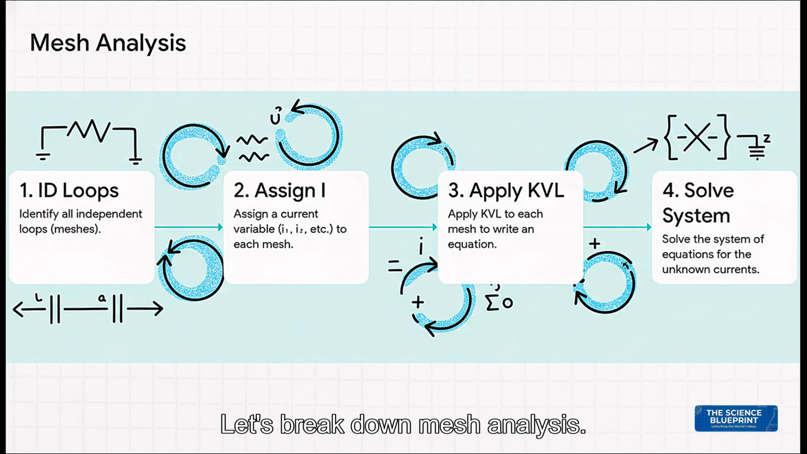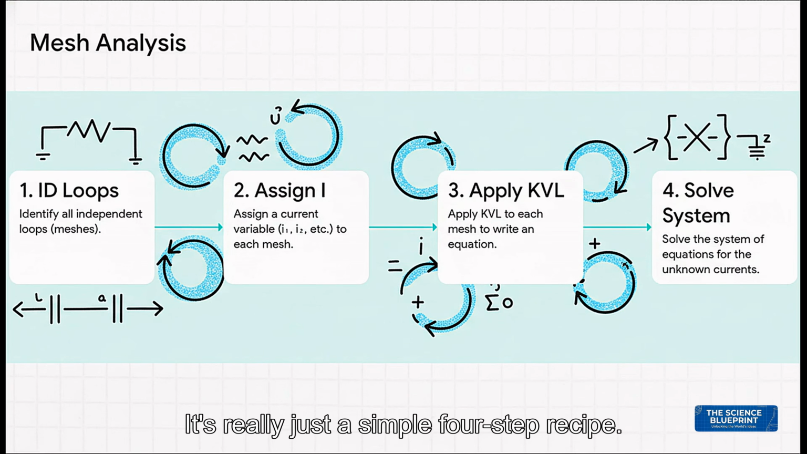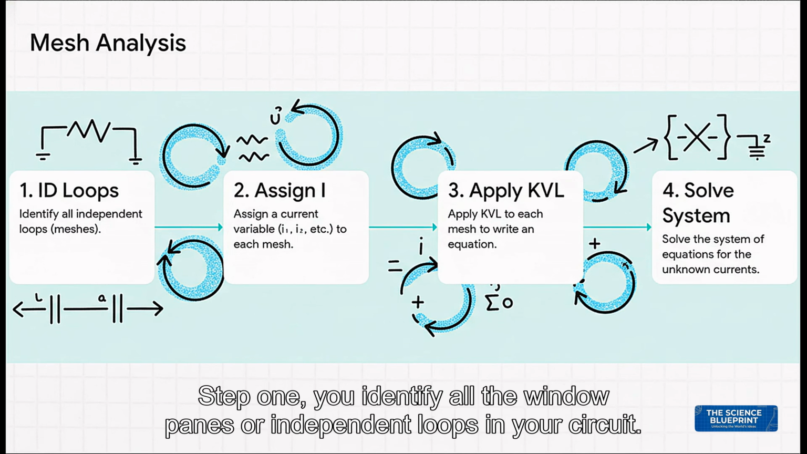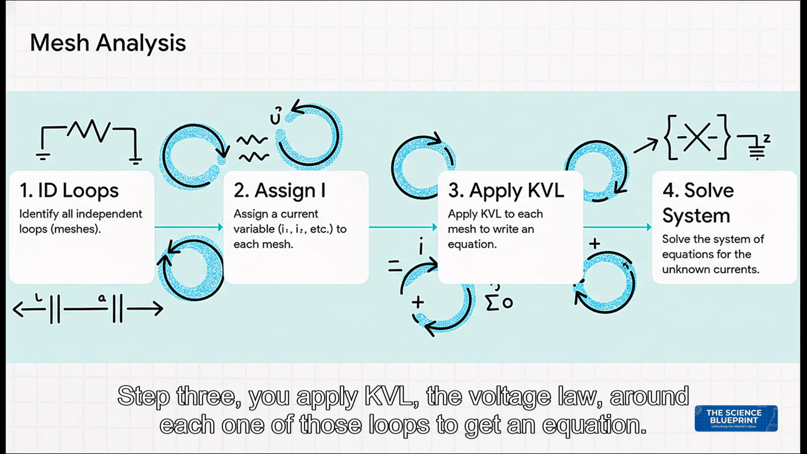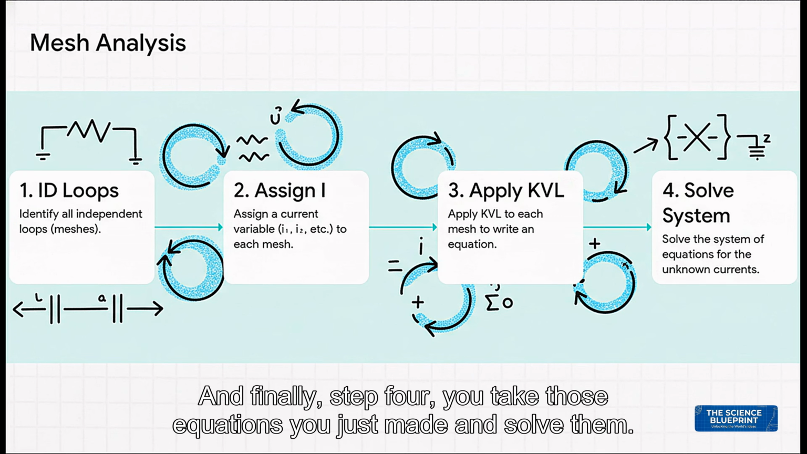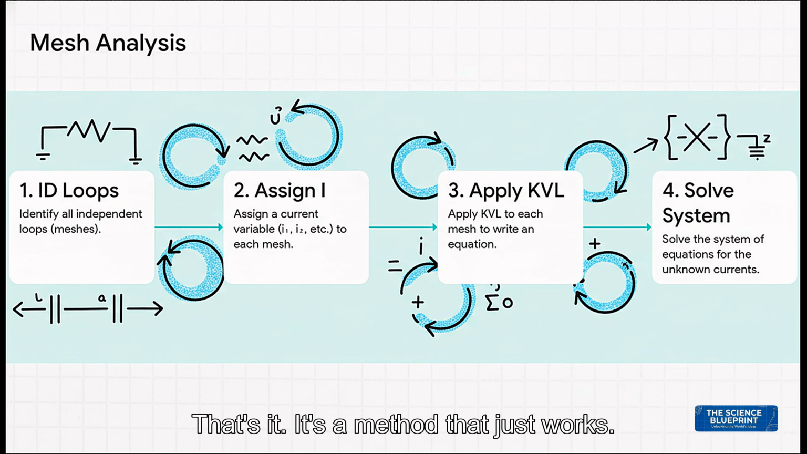Let's break down mesh analysis. It's really just a simple 4-step recipe. Step 1, you identify all the window panes, or independent loops in your circuit. Step 2, you just draw a little circular arrow in each loop and give it a name, like I1 or I2. That's your mesh current. Step 3, you apply KVL, the voltage law, around each one of those loops to get an equation. And finally, step 4, you take those equations you just made and solve them. That's it. It's a method that just works.